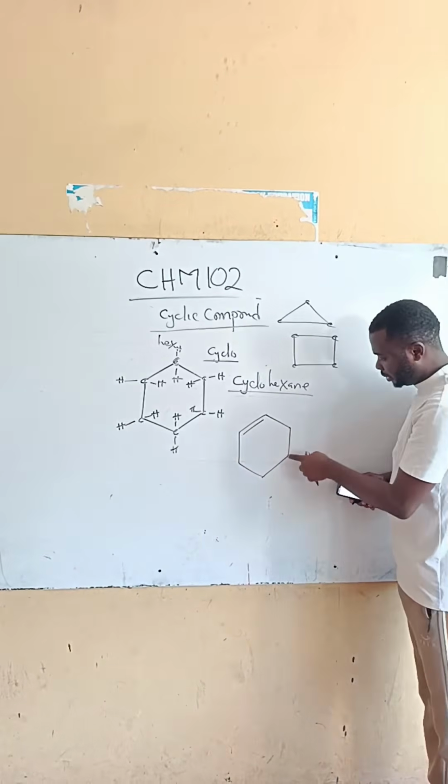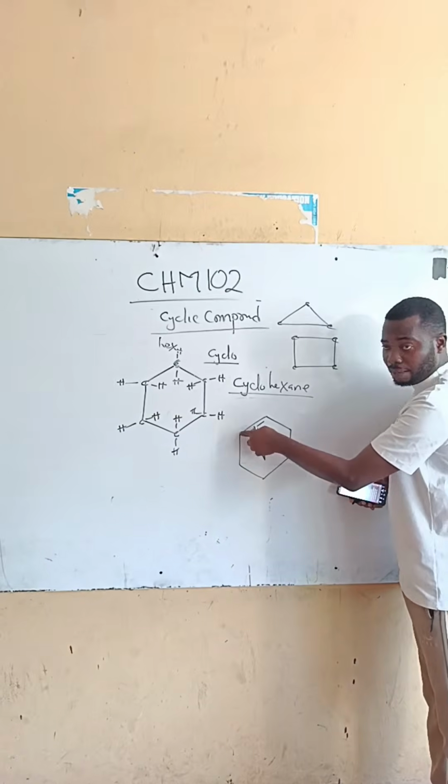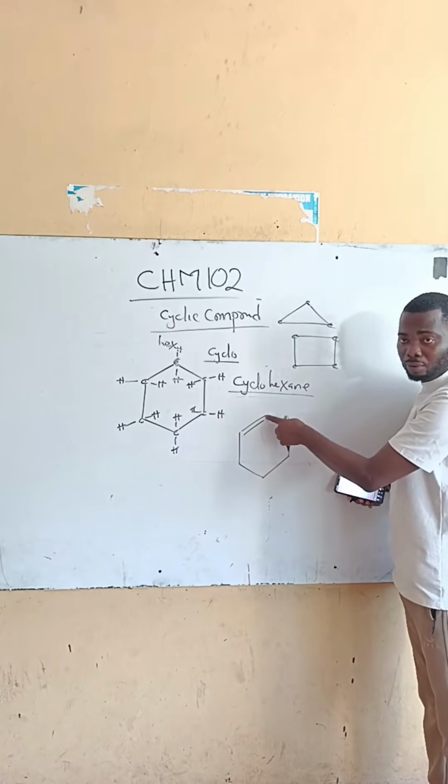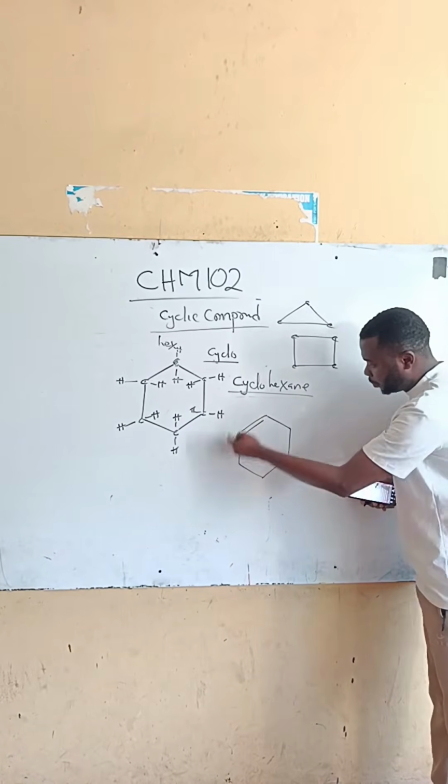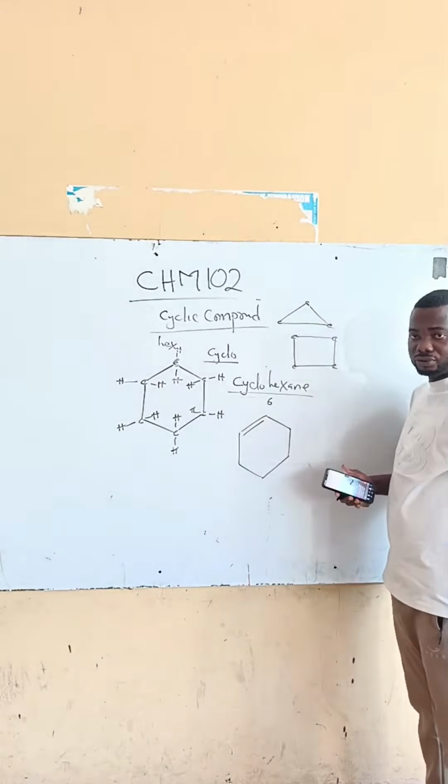Now, this is a carbon, this is a carbon, this is another carbon, this carbon, and this carbon. They are two. And this is also another what? Carbon. So how many carbons do we have in total here? We have 6 carbons, right?